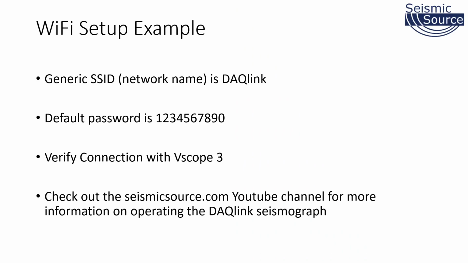Now we'll go through an example of setting up a Wi-Fi network. The generic SSID or network name for the Seismic Source mesh Wi-Fi networks is DAQlink. The default password is 12345678990. And finally, we'll go verify our connection using the vScope 3 program.